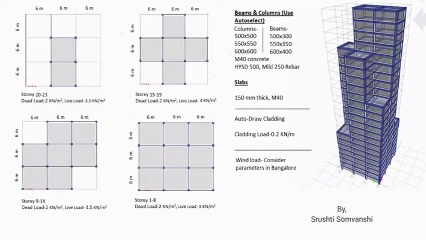Then the slab is made with M40 grade of concrete and 150 mm in thickness. Then autodrock cladding with load of 0.2 kN per meter. And consider the building is made in Bangalore. So let us start the design.